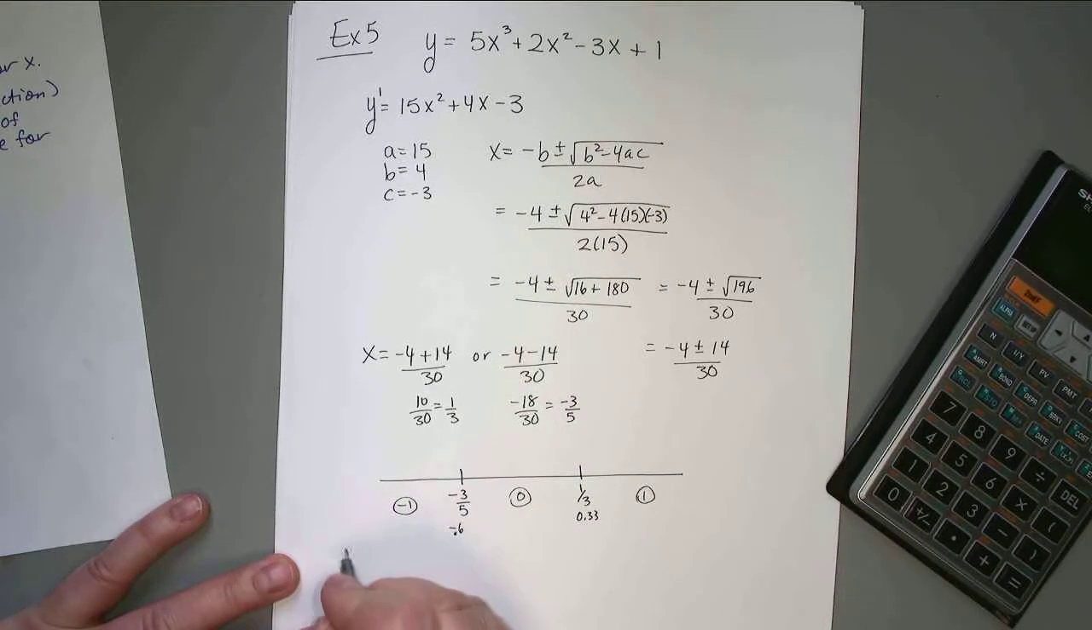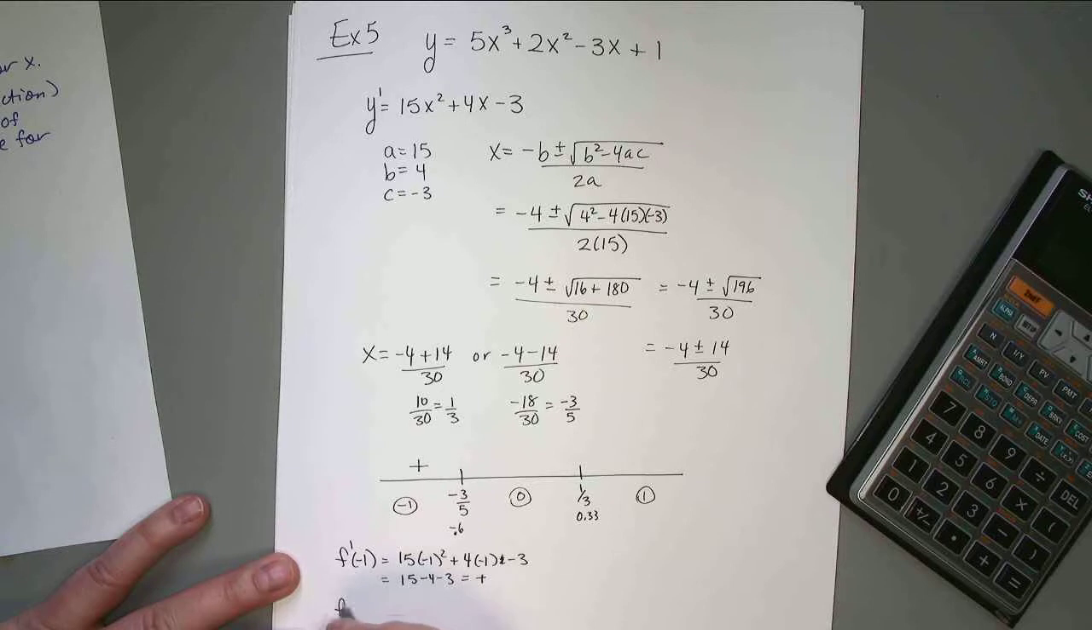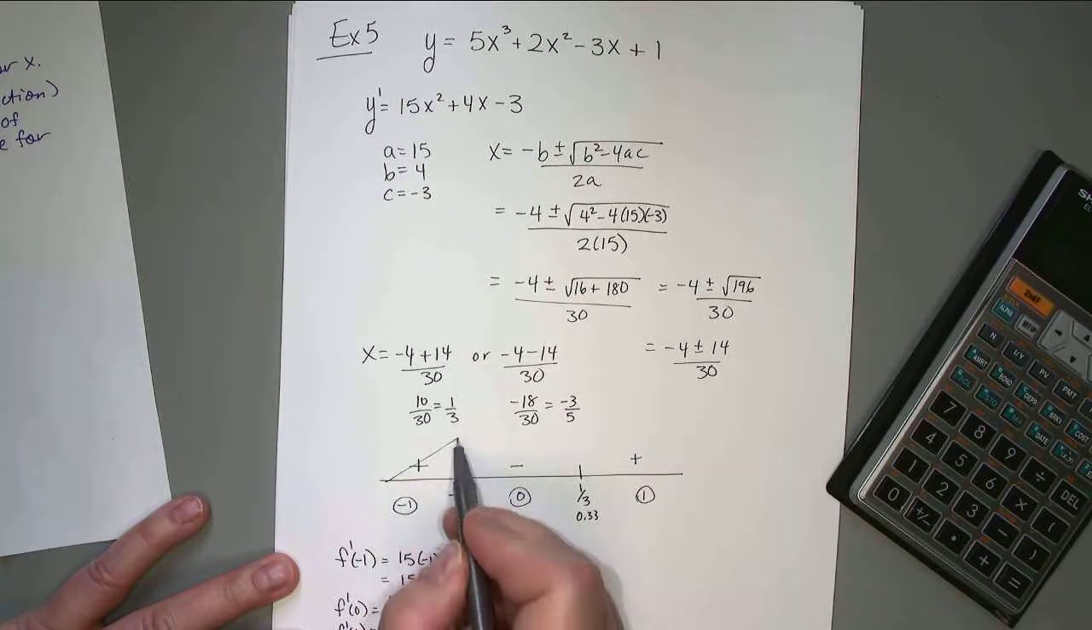And we want to plug those into the derivative. So that's 15 times minus 1 squared plus 4 times minus 1 minus 3. It's going to be plus. 15 times 0, I can see that that's minus. And the 1, so this will be 15 plus 4 minus 3. That's also plus. So it goes up, down, up.